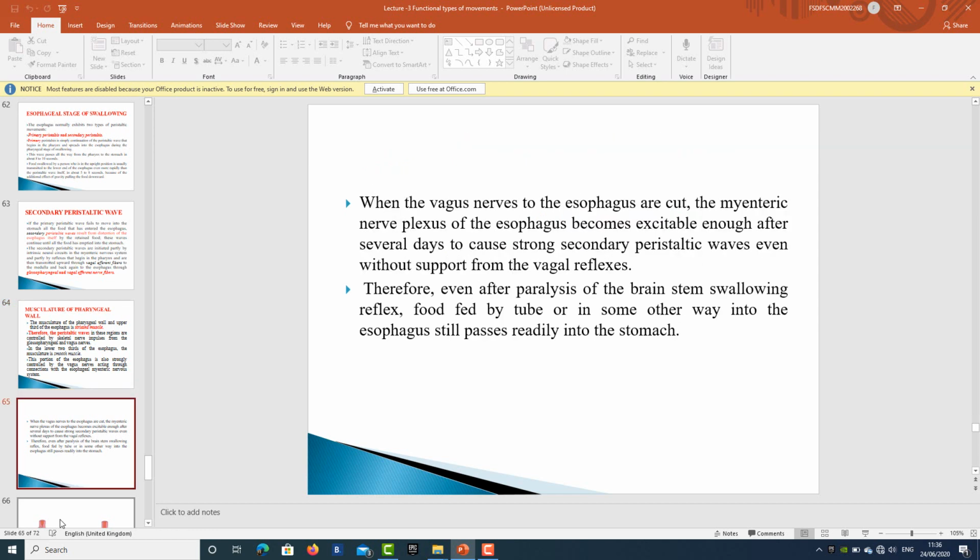When the vagus nerves to the esophagus are cut, the myenteric nerve plexus of the esophagus becomes excitable enough after several days to cause strong secondary peristaltic waves, even without support from the vagal reflexes. Therefore, even after paralysis of the brainstem swallowing reflex, food fed by tube or in some other way into the esophagus still passes readily into the stomach.